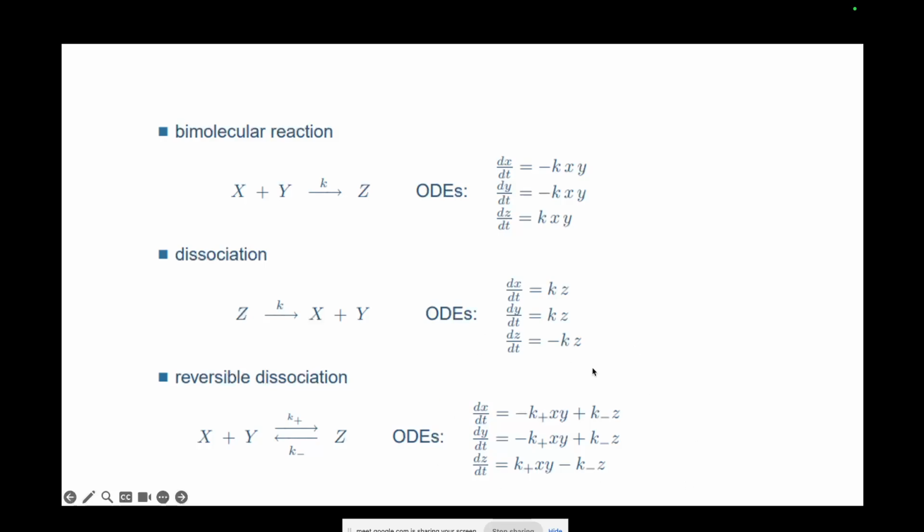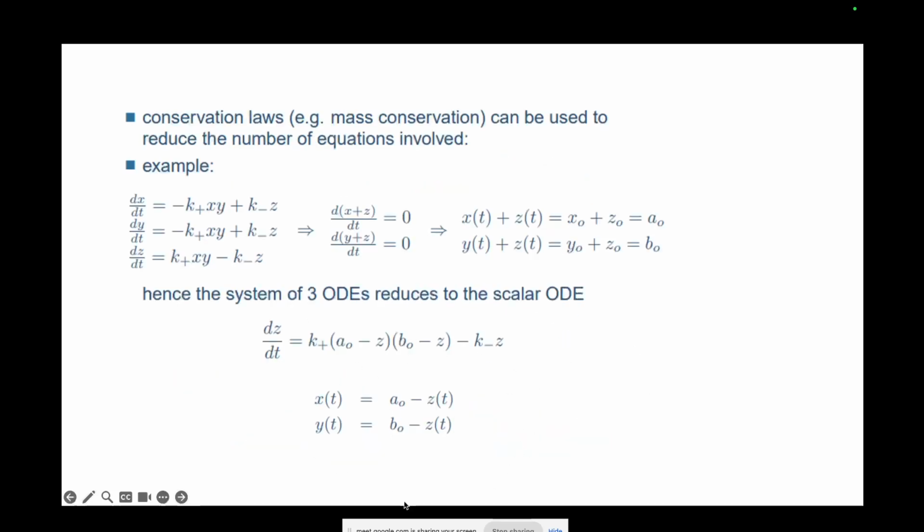Previously, we were using three equations. Now it's a case of two equations with scalar ODEs. So this becomes a lot easier to handle analytically. So conservation of mass is one such example.